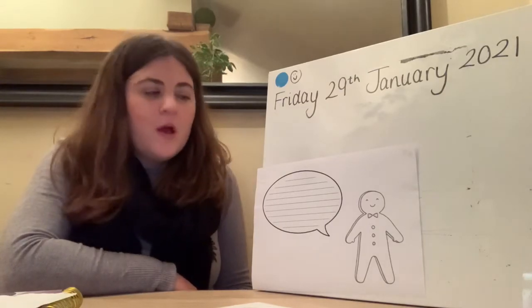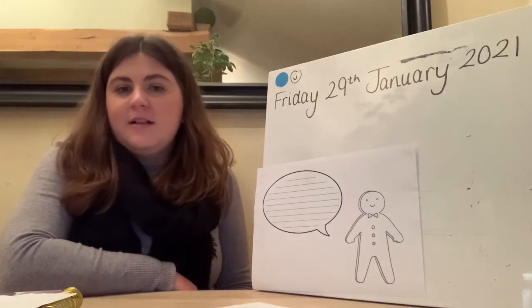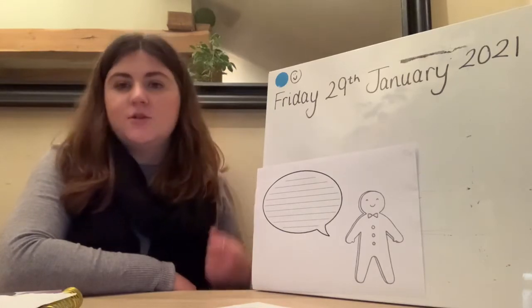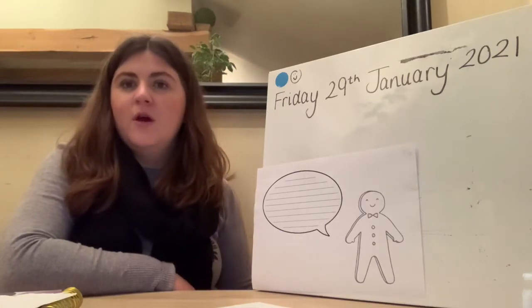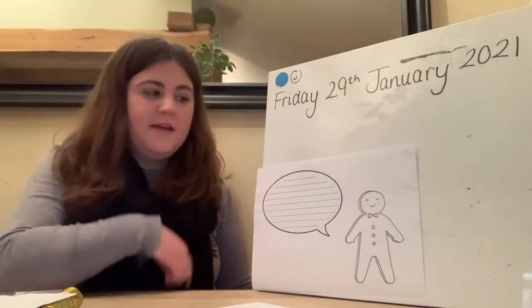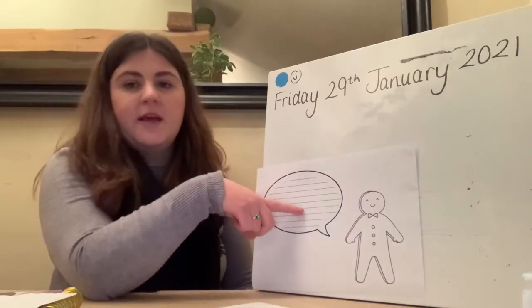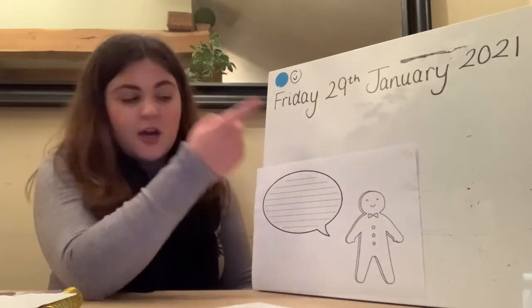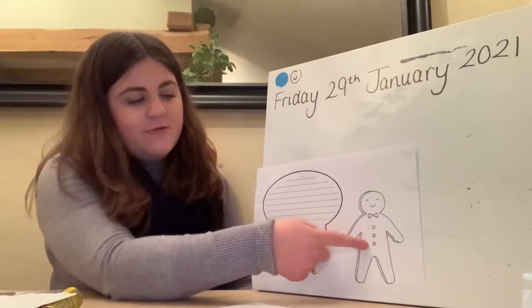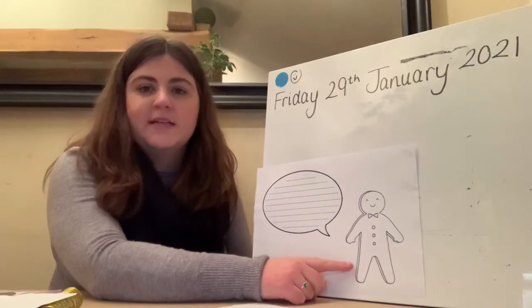Okay, so we would use a speech bubble to tell somebody that a character or a person is talking, or what we think they might say. Now we can see from this speech bubble here that the direction from which it is coming from, who is it coming from? That's right, it's coming from the gingerbread man.